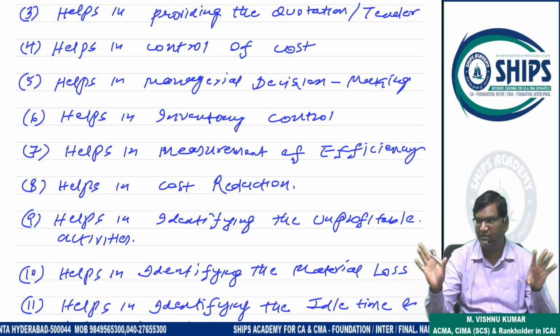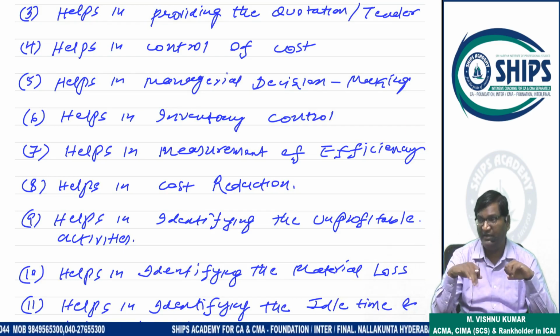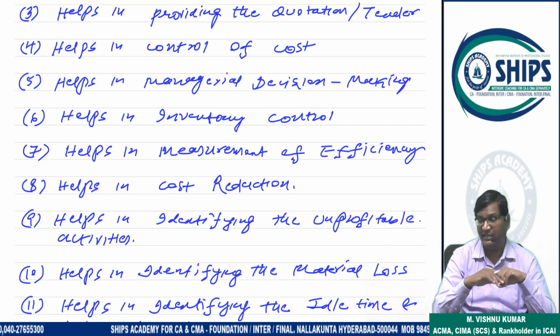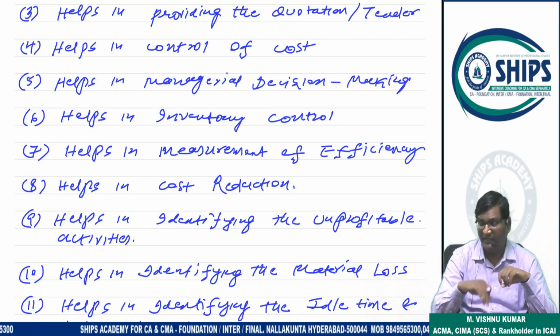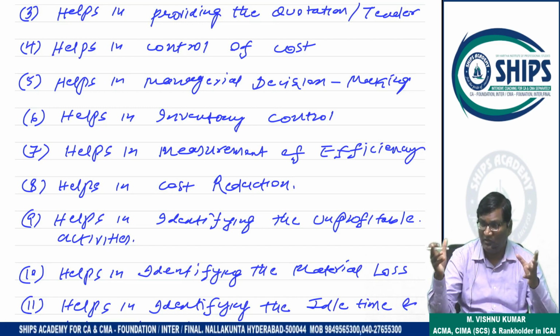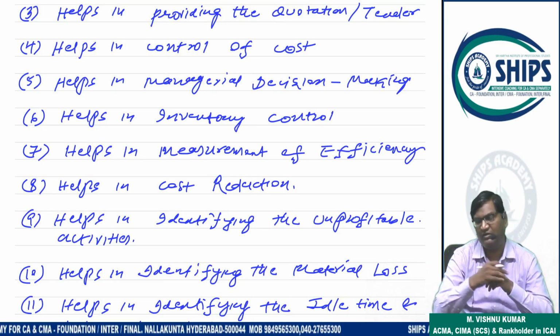But the cost accountant will suggest how to do the business: which is a profitable activity, which is a non-profitable activity, why inventory and material wastages are taking place, why productivity is not increasing, why a price increment or decrease is required. In all these areas the management accountant will work. So your role is much bigger than the financial accountant's.